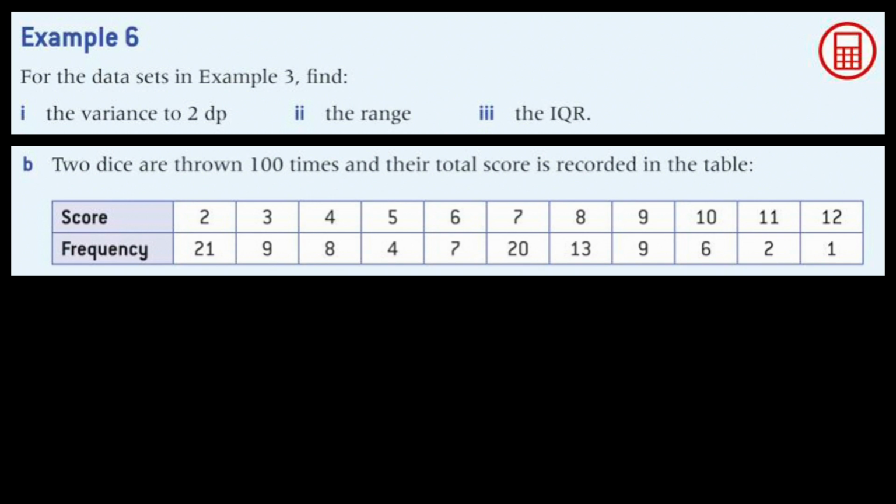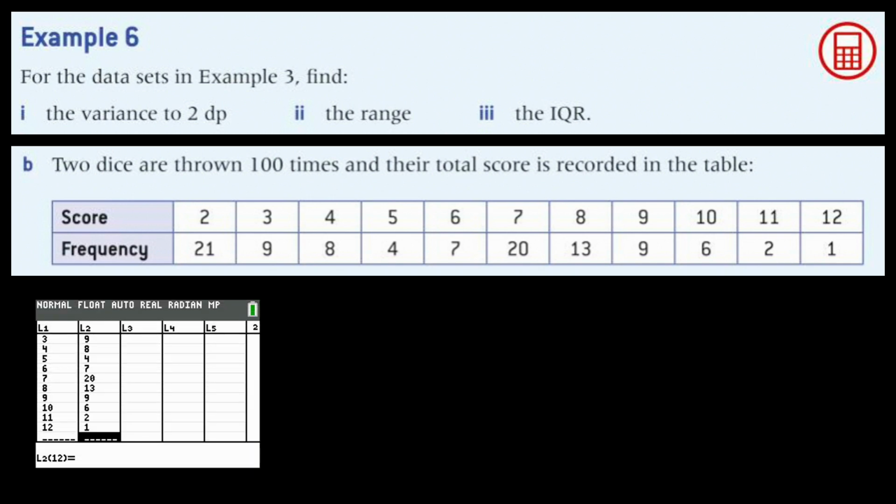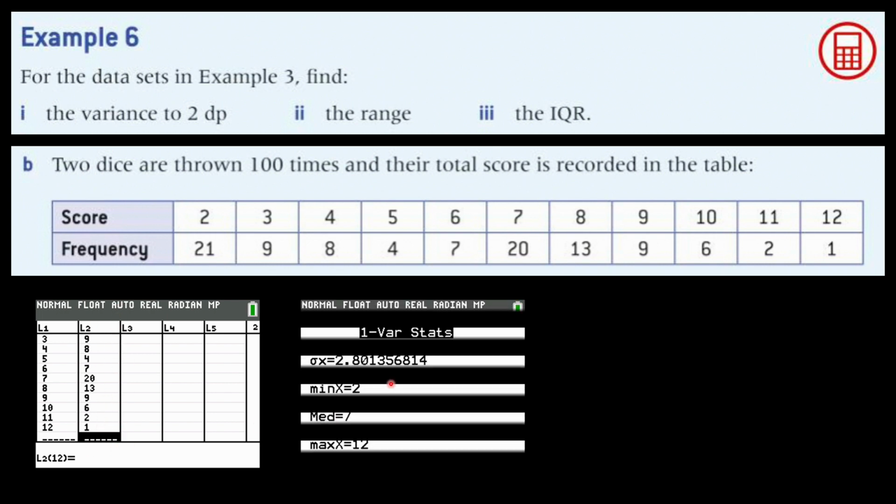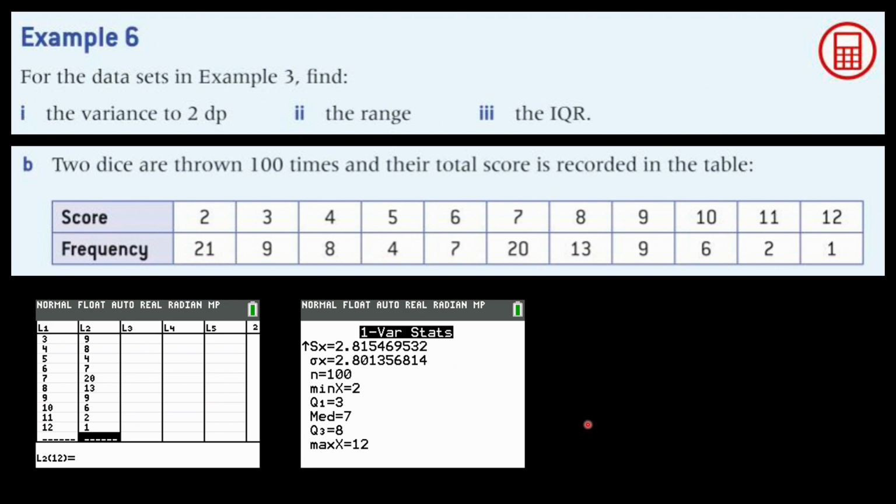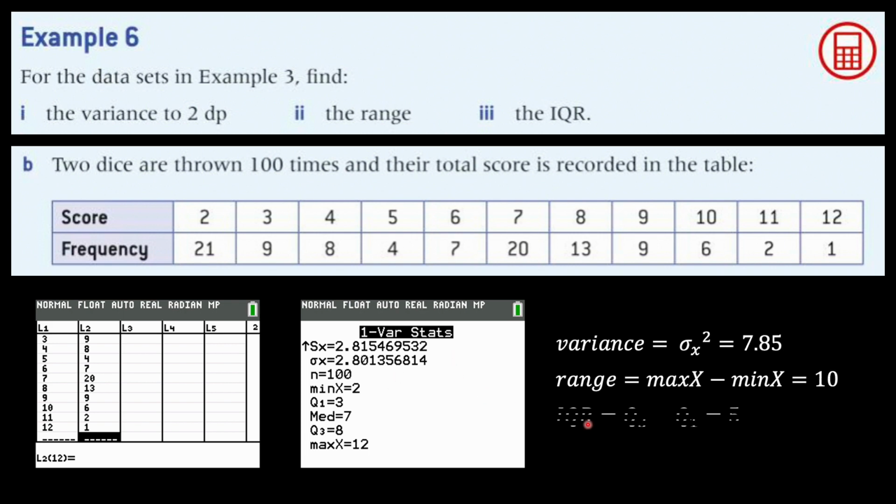The next example, the dice, we've gone over this example as well. Same thing, we put our values, our data set in a list, our frequency in the second column, and I do a one variable statistic, and it's the same process over and over again. My variance is basically my standard deviation squared, so 2.8 squared is 7.85. Actually, it's this entire number. I square the entire number and I get 7.85 when I round to 2 decimal places.